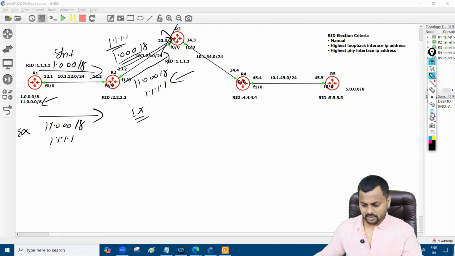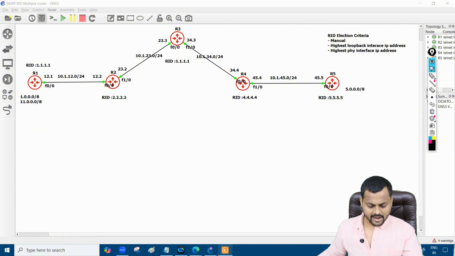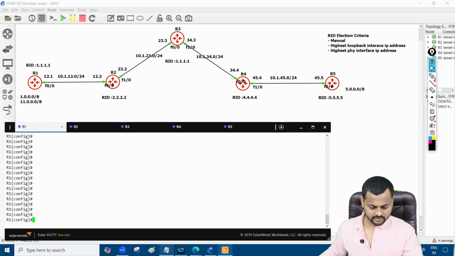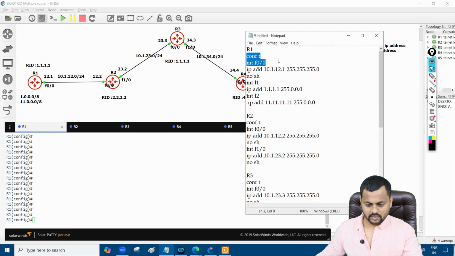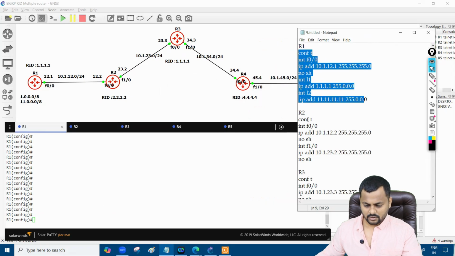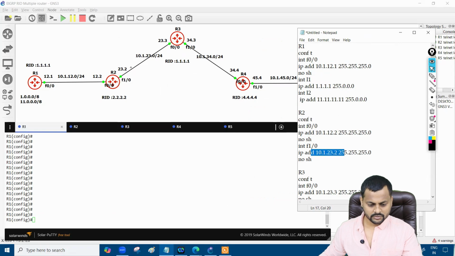Now let me show you this practically. I already have the IP address configuration on every router. You can see that I did that before. Router 1 has 12.1 and the loopback over here. The same thing on router 2 as well, 12.2 and 23.2 on router number 2.